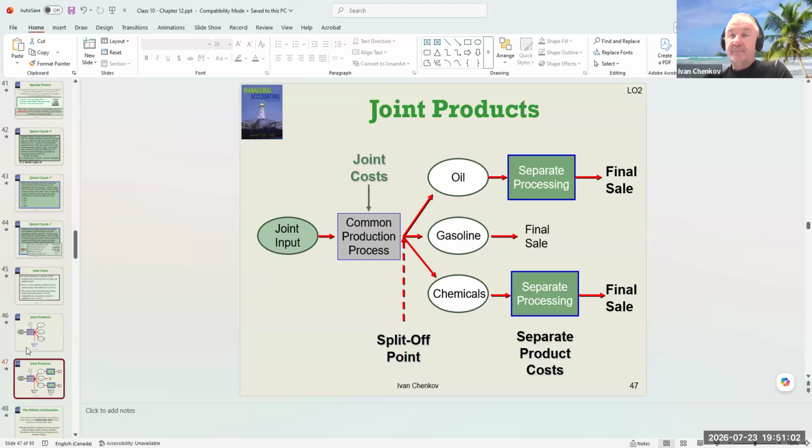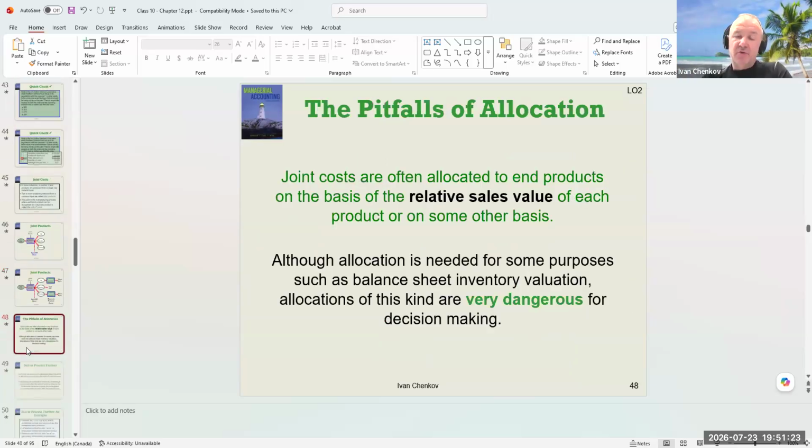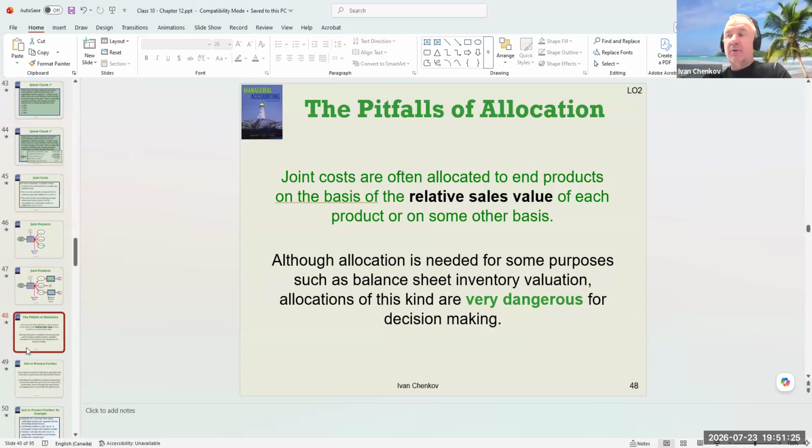So once we get the oil, later on with the oil, we can make a separate production and then do the final sale. Gasoline, we can do the final sale, and chemicals, we have a separate processing after that, and then final sale. Now the question is, which one should we choose to sell as it is, or shall we go further?